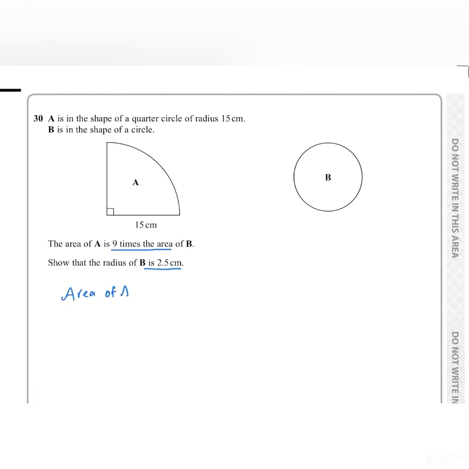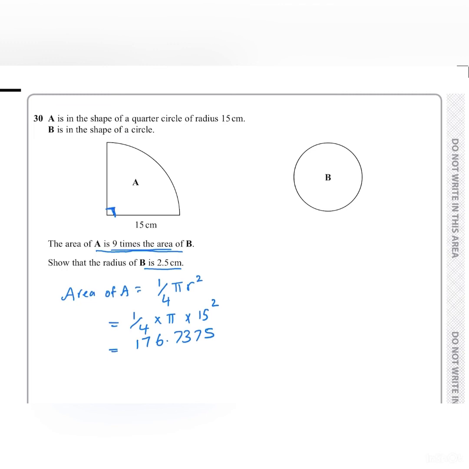Okay, so area of A. Now we know that the area formula is pi r squared, or pi times radius squared. But since it's a quarter of a circle, 90 degrees, I'm going to put a quarter in front here. So a quarter times pi times 15 squared. Okay, so work this out. Okay, so that is 176.7375.